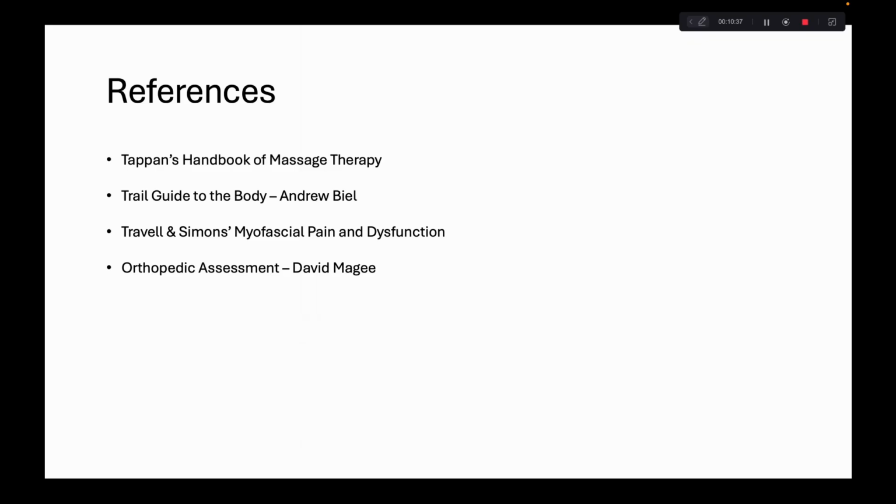Here are some of the reference guides for some of the books we use to find this information. And have fun.